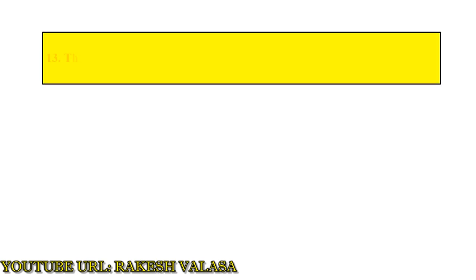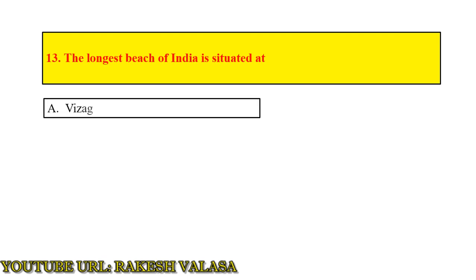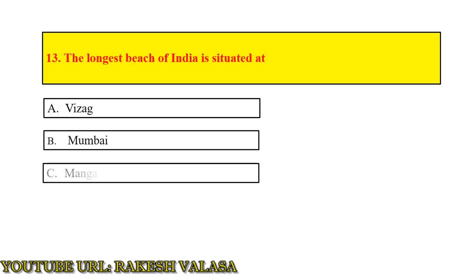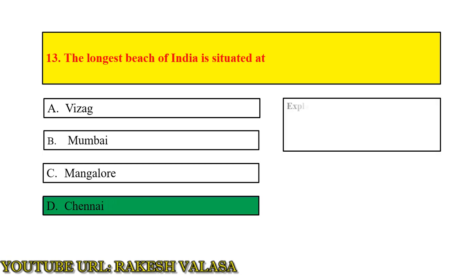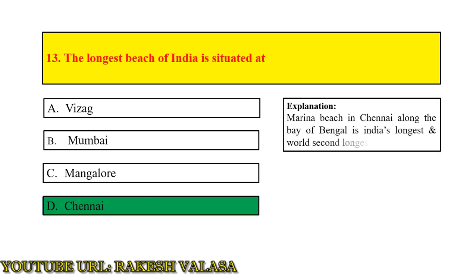Question number 13. The longest beach of India is situated at? Answer: Chennai. Explanation: Marina Beach in Chennai along the Bay of Bengal is India's longest and world's second longest beach.